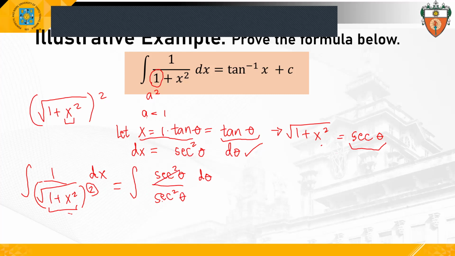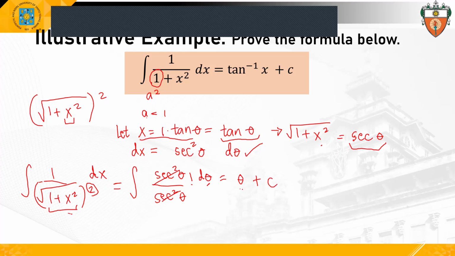This will cancel out. So that means, what is the integral of this? It's like integral of 1, di ba? 1 d theta. So this is now a constant. We can just attach the variable in the differential. That will just be theta plus the constant of integration.